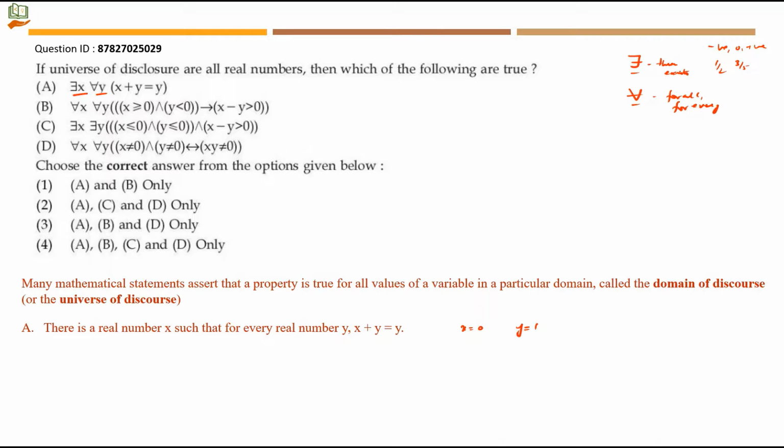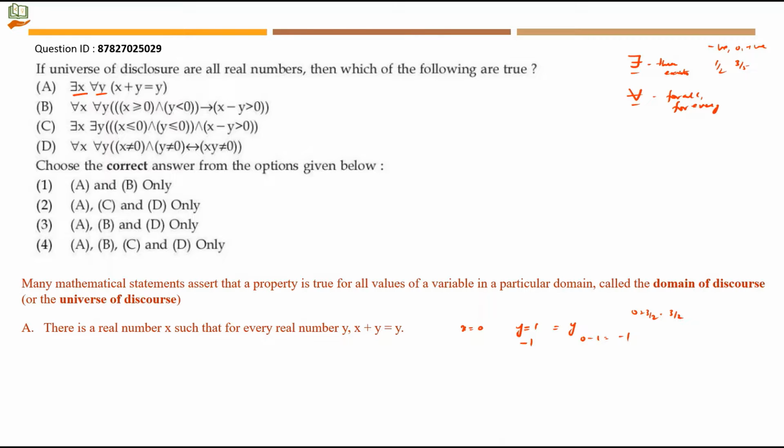Anything that you add with 0 will give you the same number y. So when I say 1, it is 1. When I say it is minus 1, then you have 0 minus 1 is equal to minus 1. When I say it is 3 by 2, 0 plus 3 by 2 will give you 3 by 2 again. So whatever number you add with 0, you will get the same number.